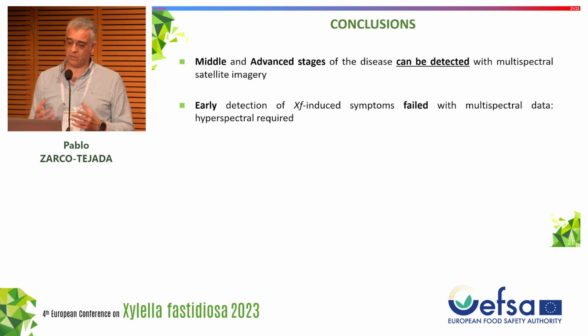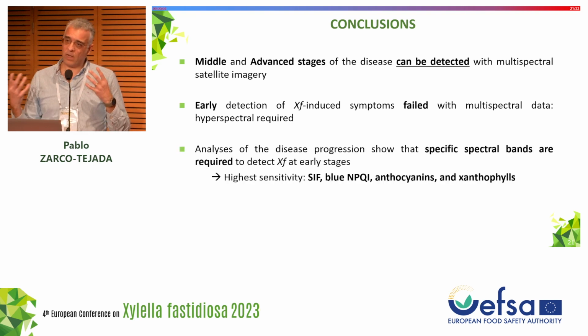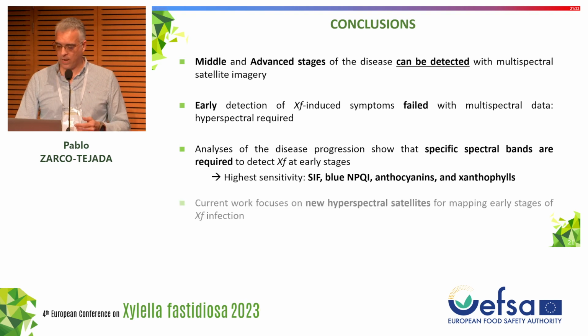If the objective is early detection, the multispectral sensors fail and hyperspectral is needed. Why is it failing? Because of the number of spectral bands. Not only that, it's not just the number of bands itself, it's the fact that the specific spectral bands needed for early detection are related to solar-induced fluorescence, to the NPQI in the blue, to the anthocyanins, and to the xanthophylls. Those are particular traits for which the currently available multispectral sensors don't have a sensitive spectral band. So it's not the number of bands only, it's where those spectral bands are located.